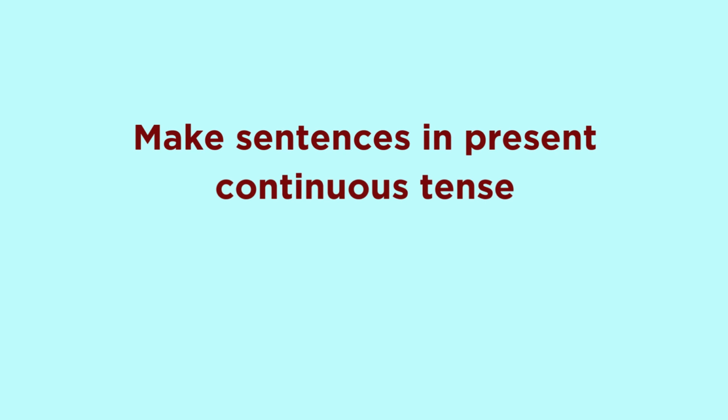I will give you a set of pictures with actions. You should assume that all these actions are happening right now. I have given the subject that you want to use in those sentences. What you want to do is make sentences using those pictures in present continuous tense.